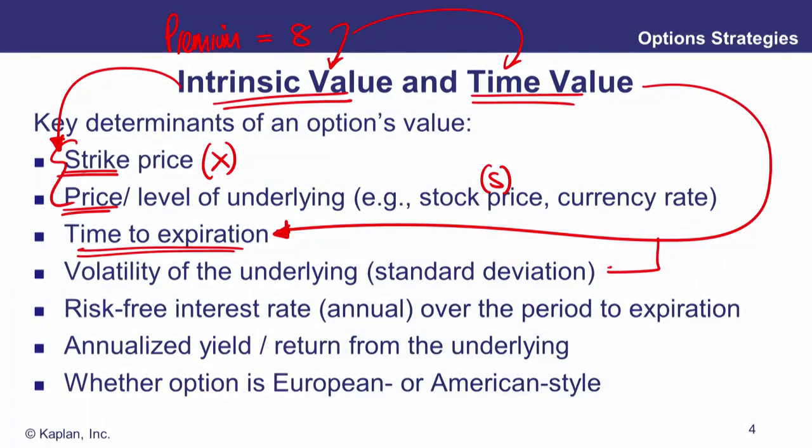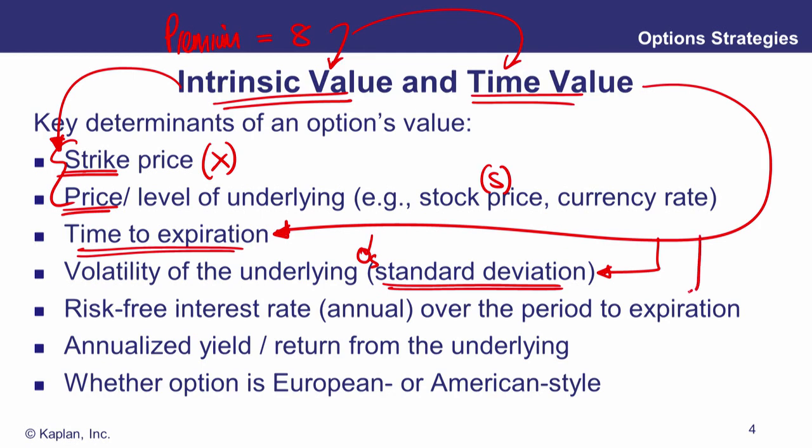Time value would be 0 at expiration, but prior to expiration you would expect there to be some time value in the option. Time value is a function of time to expiration, but it's also a function of how far the underlying asset could move between now and expiration. So that's where the volatility of the underlying asset comes in. Sigma is standard deviation. Don't forget, standard deviation and volatility are the same thing. Sigma S is the label that we use for the volatility of the underlying.